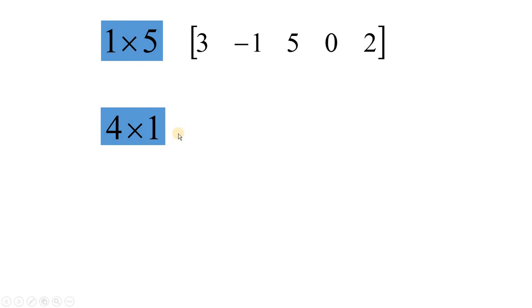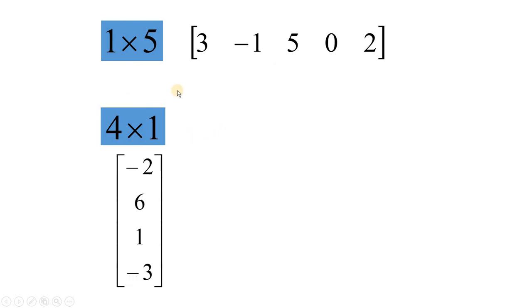Now here we have a matrix having 1 row and 5 columns. So a matrix which has a single row and any number of columns is called a row matrix or row vector. Here we have another matrix which has 1 column and 4 rows. So any matrix having 1 column and any number of rows is called a column matrix or column vector.